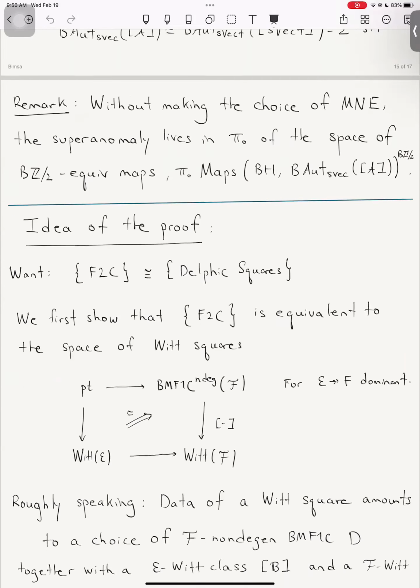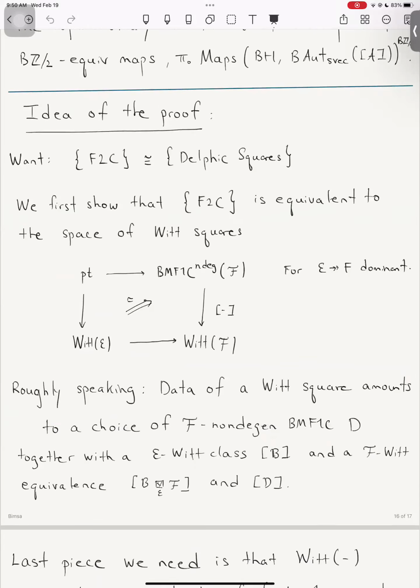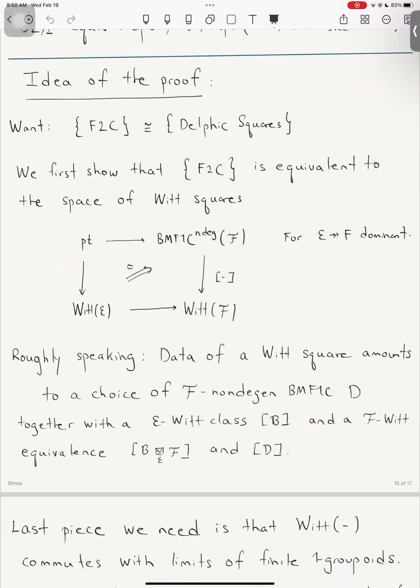Okay. So I just want to lay out some of the ideas of the proof. And so the idea is, what do we want to do? We wanted to show that fusion 2 categories were equivalent to these commuting squares called Delphic squares. And what you need to do is build a functor between these two types of things.